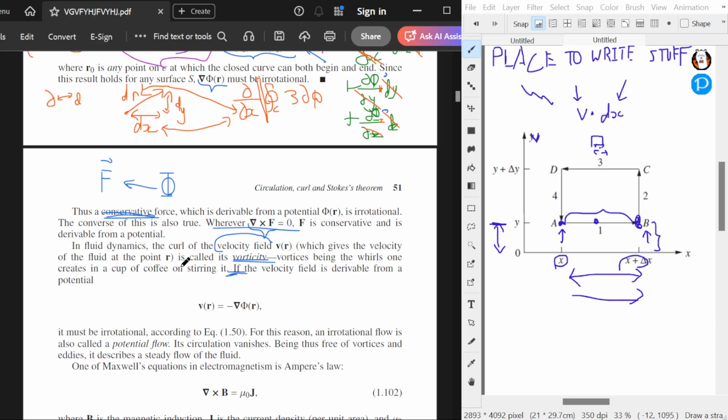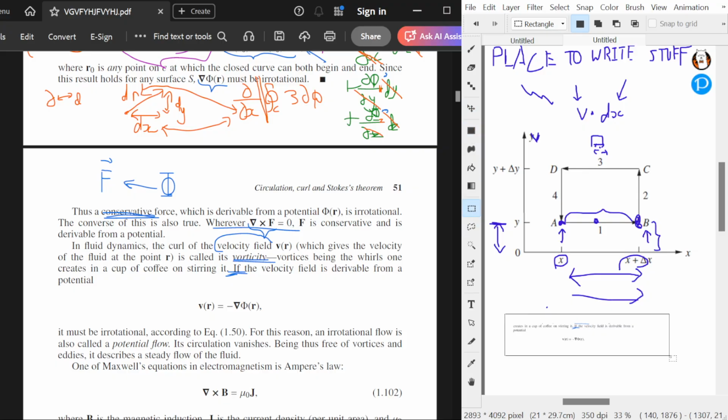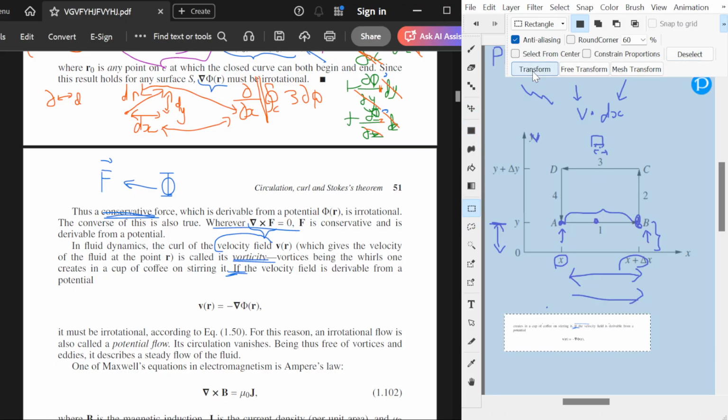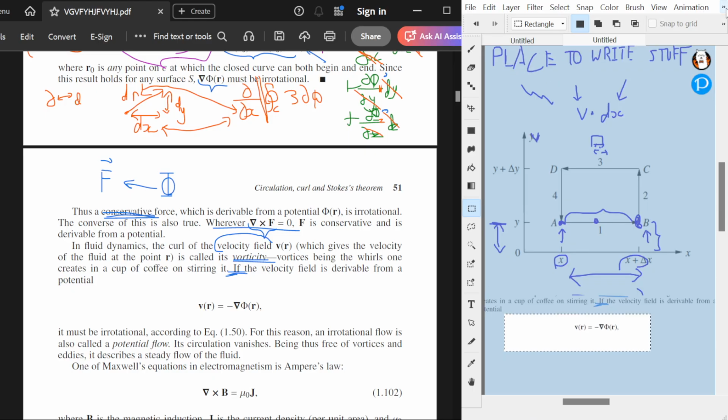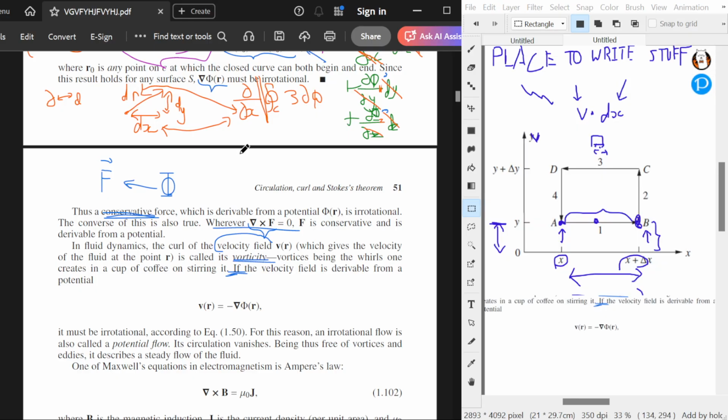I think I should save this whole piece of thing here, this little nugget. Boom. Move this guy. You transform, make you bigger. You transform, you deselect.